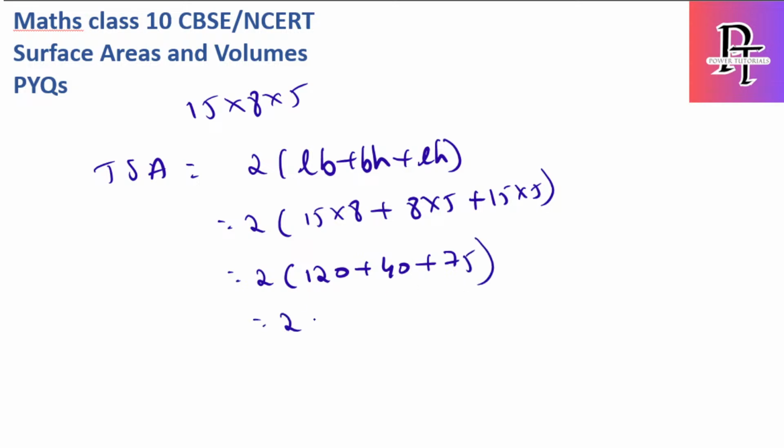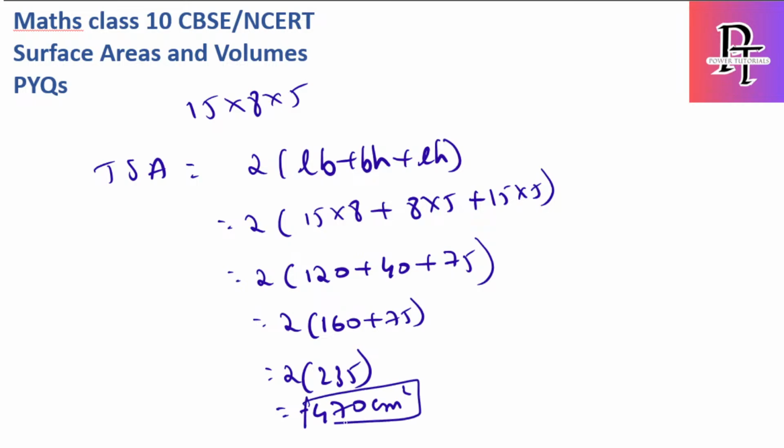So it becomes 2 into (160 plus 75), becomes 2 into 235, which is 570, sorry, 470. This is the TSA. What is the unit? Centimeter, so it is centimeter square. 470 centimeter square is the TSA.